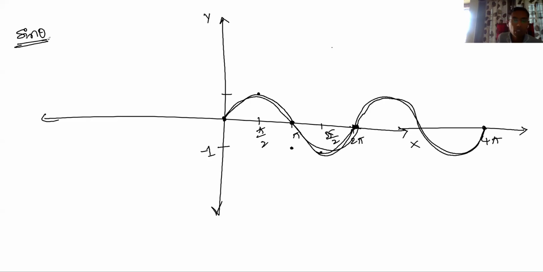I am explaining the sine theta graph only. This is the sine theta graph. So 0 to pi again. It is simple, you take the values and then you can understand. So 5 pi by 2 is again 1. So like this. Now cosecant theta. What is cosecant theta? It is 1 by sine theta.